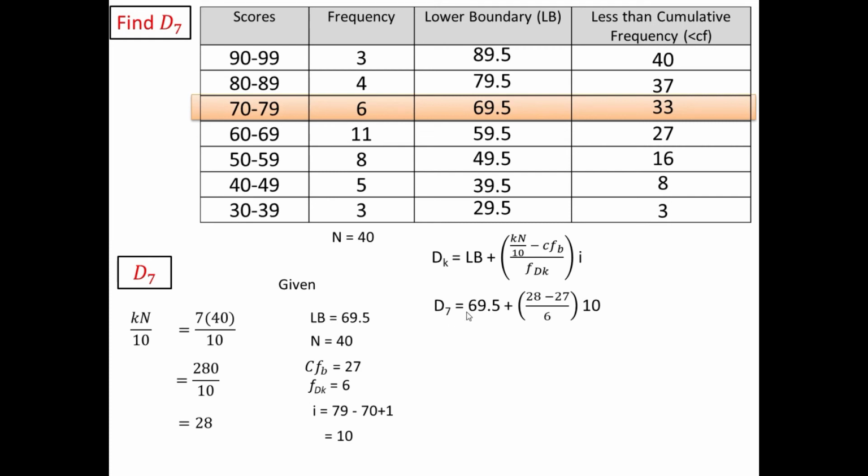D sub 7 equals, ang lower boundary natin ay 69.5. Yung Kn over 10 na compute na natin. Ang computed value natin dyan ay 28. So, substitute mo lang, that's equal to 28. Ang cumulative frequency before is 27. So, substitute. Frequency is 6. So, substitute. Interval is 10. 28 minus 27 is 1. We now have 7th decile equals 69.5 plus 1 over 6 times 10. 1 divided by 6 times 10, that's equal to 1.6666.